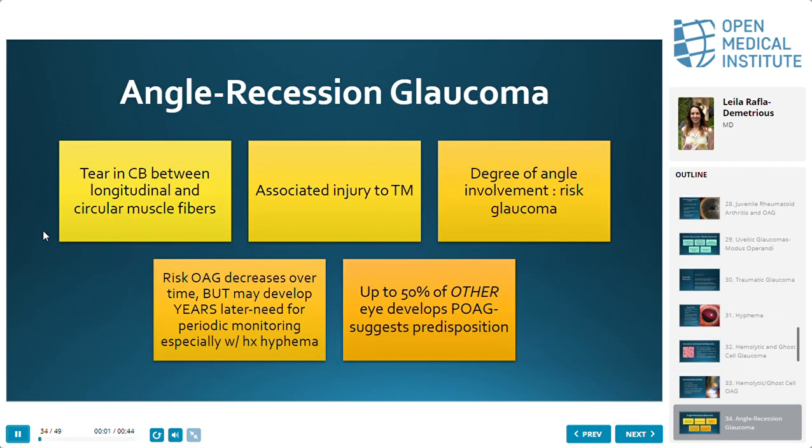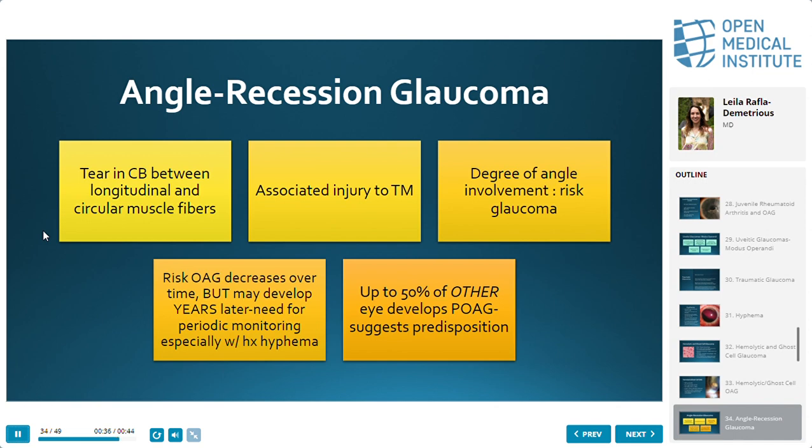So angle recession glaucoma is another one that's, again, oftentimes due to a blunt injury. What happens is it causes a tear in the ciliary body between the longitudinal and circular muscle fibers. There's an associated secondary injury to the trabecular meshwork, and so the degree of angle involvement will give you increased risk of glaucoma. The risk tends to decrease over time, but it's never zero, and these patients should be warned that they need to be followed periodically, especially if they've had a hyphema.